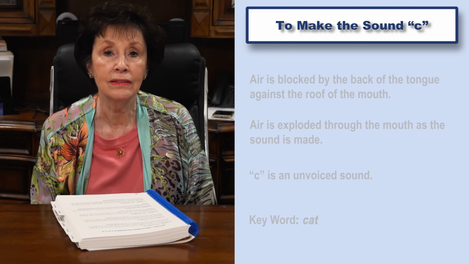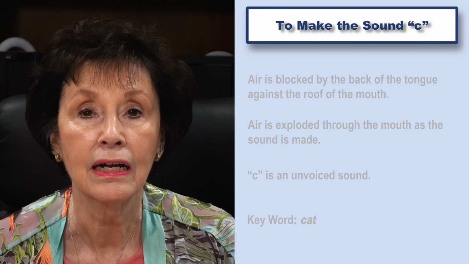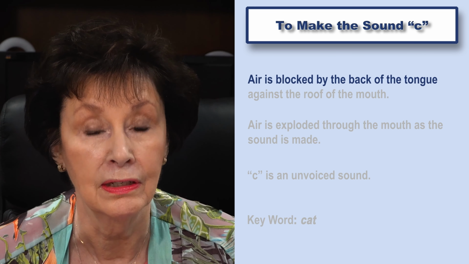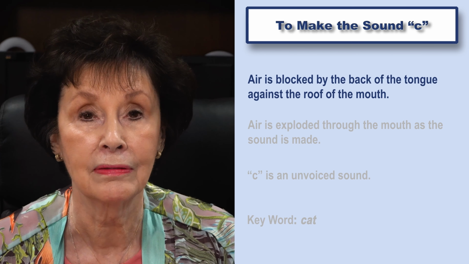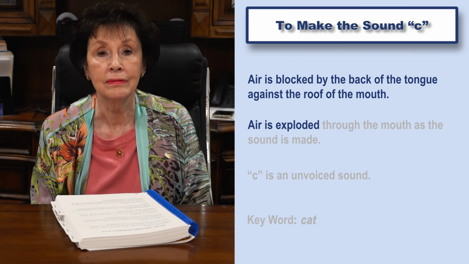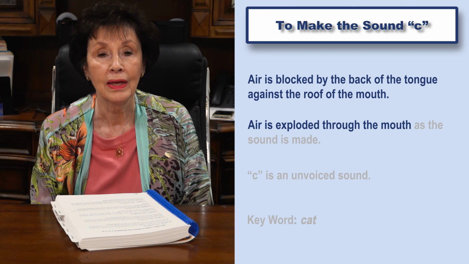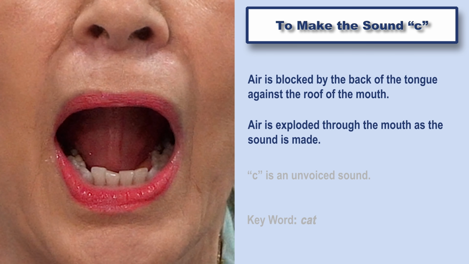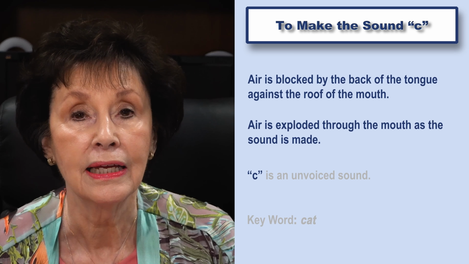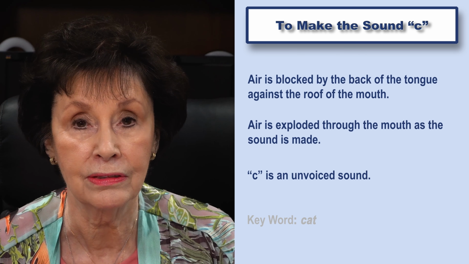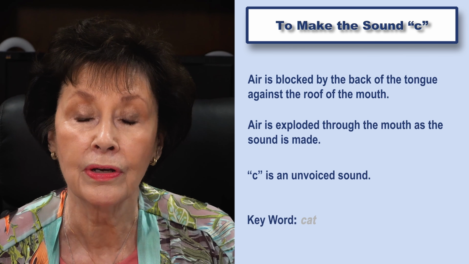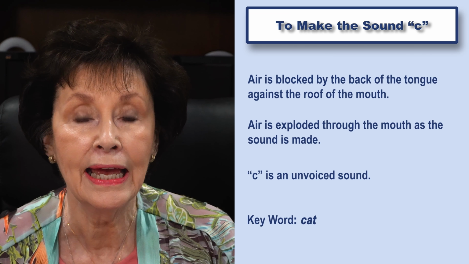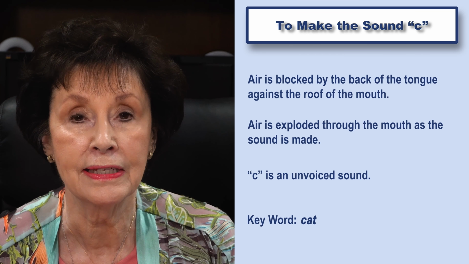To make the sound of the letter C, the air is blocked by the back of the tongue against the roof of the mouth. Air is exploded through the mouth as the sound is made. C is an unvoiced sound. The keyword is cat. The K will also say this sound.